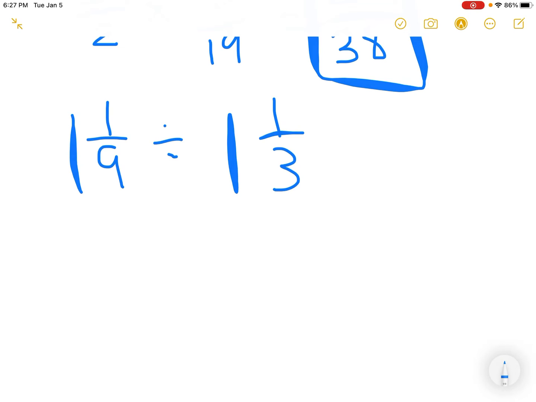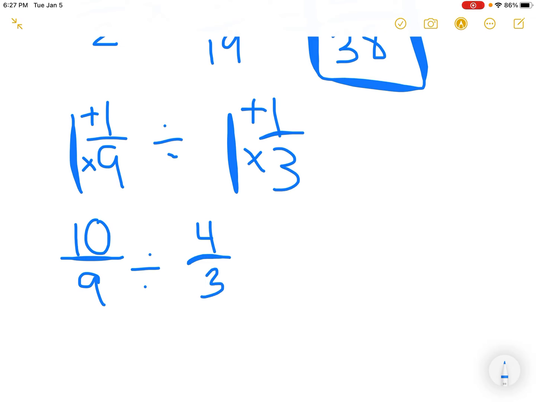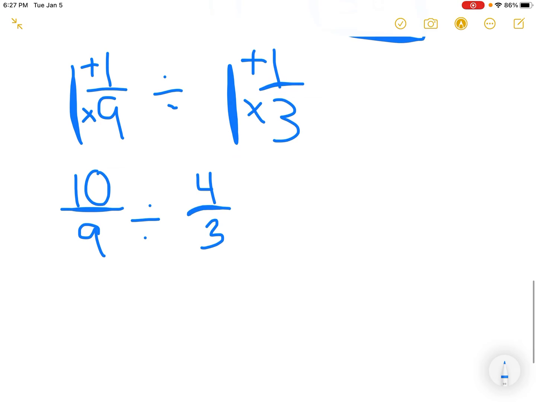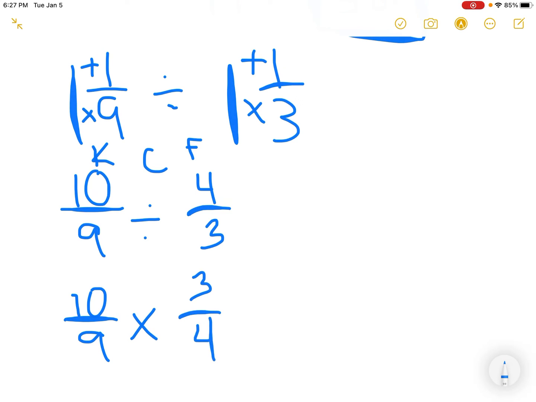Start by turning these improper. 9 times 1 is 9, plus 1 more is 10. 10/9 for the first fraction. 3 times 1 is 3, plus 1 more is 4. 4/3 for the second fraction. First thing we did was turned those fractions improper. Now we multiply by the reciprocal, also known as keep, change, flip. Keep your first fraction, change your division to multiply, flip your second fraction.